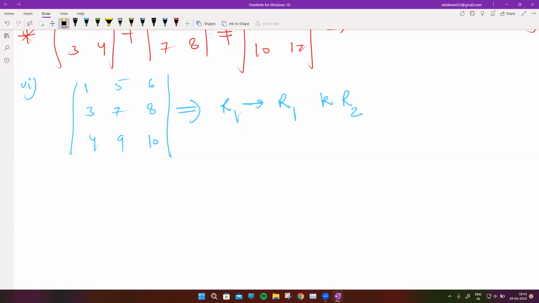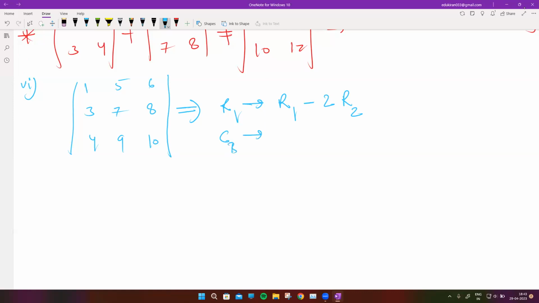Why we are changing it and why we are doing this, we'll talk about later on. But this is called elementary row transformation. Now I have transformed row 1 with the help of row 2, or rather with the help of any multiple of row 2. Right? Similarly, I can also change any column.